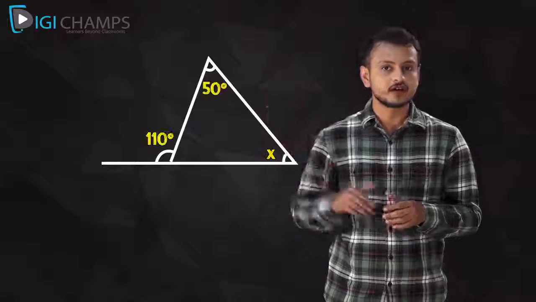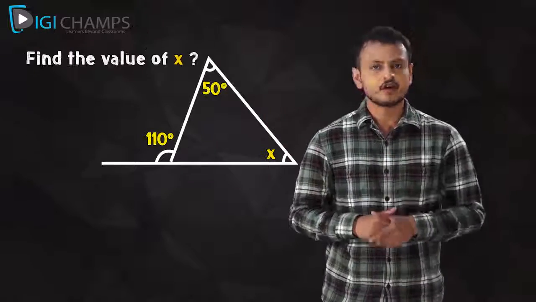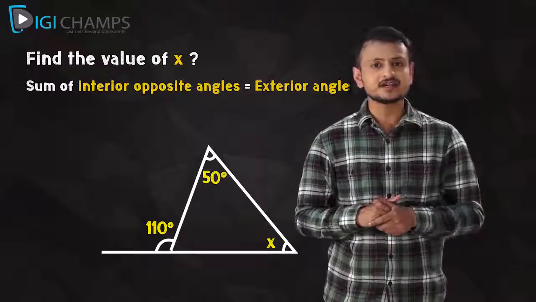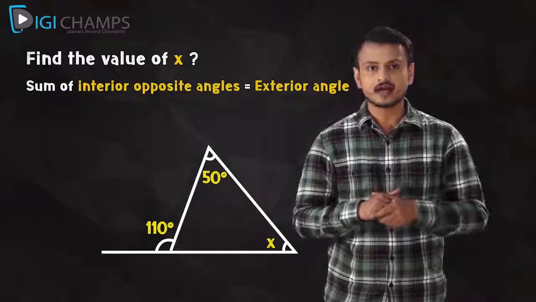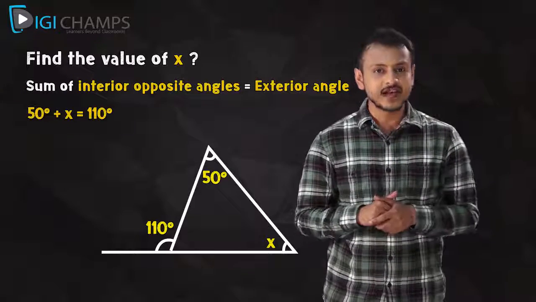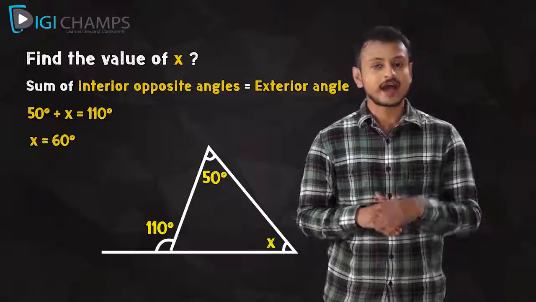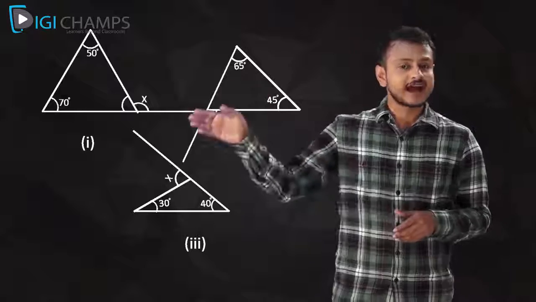Now let us solve a question. You can see a figure here. So find the value of X. We know that the sum of the opposite interior angles is equal to the exterior angle. So 50 degrees plus X is equal to 110. So X is equal to 60 degrees. Now there is a question for you. Solve it at your home.